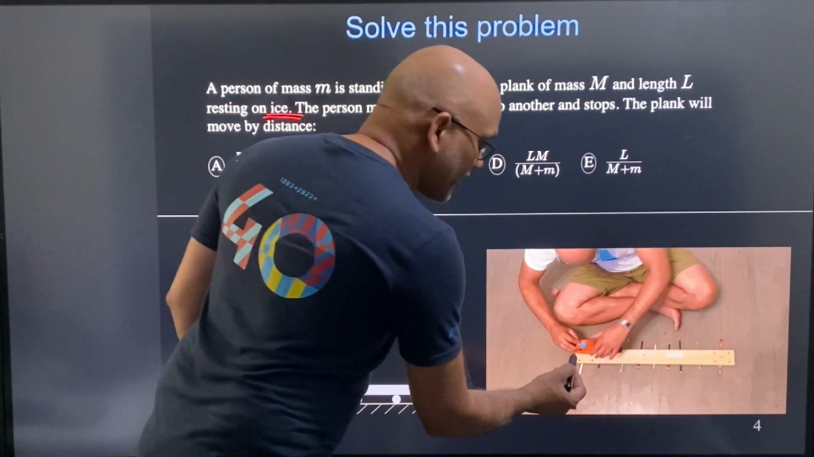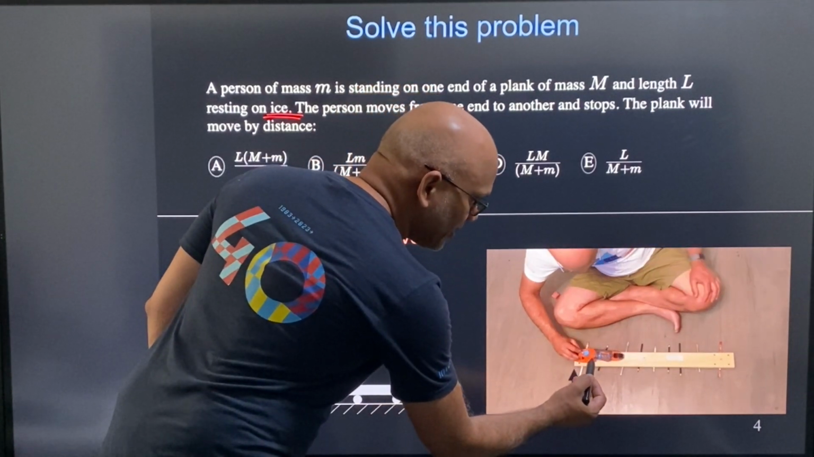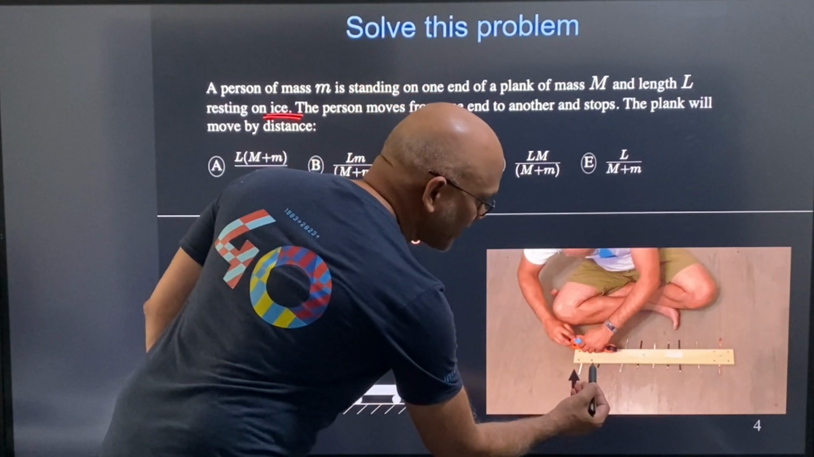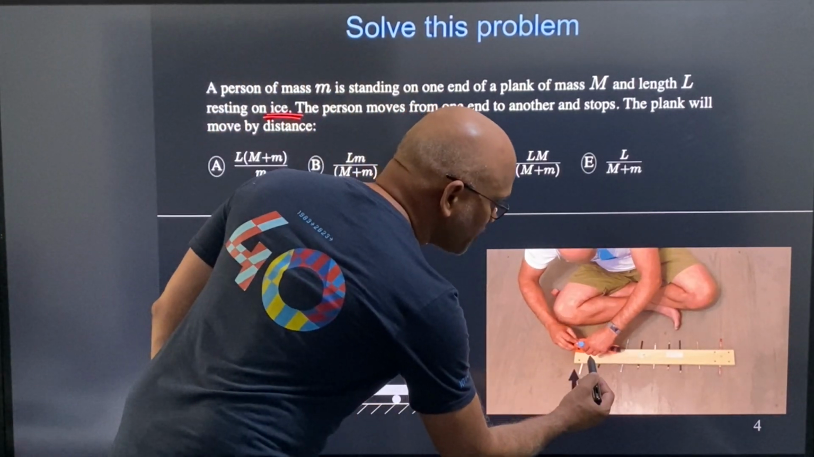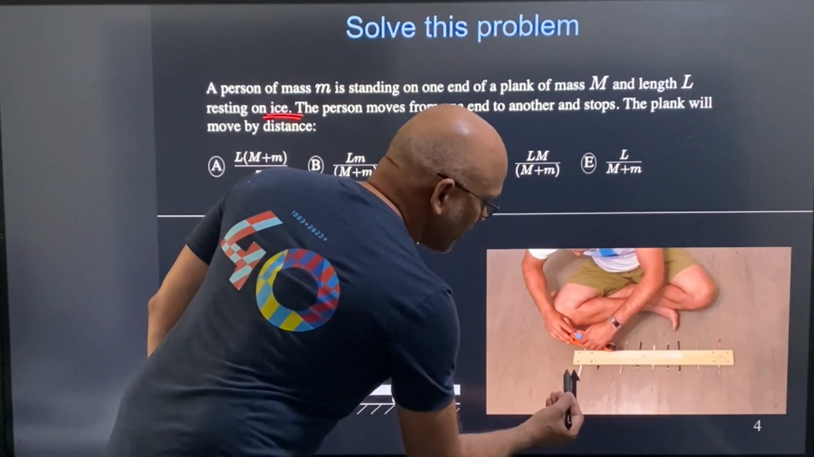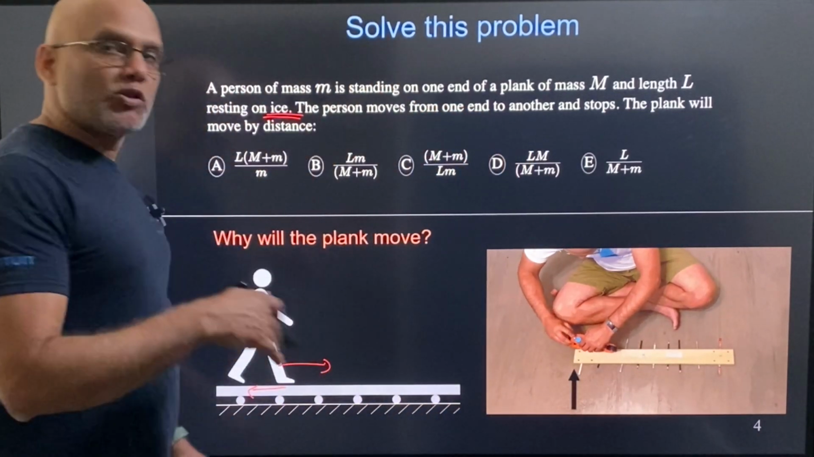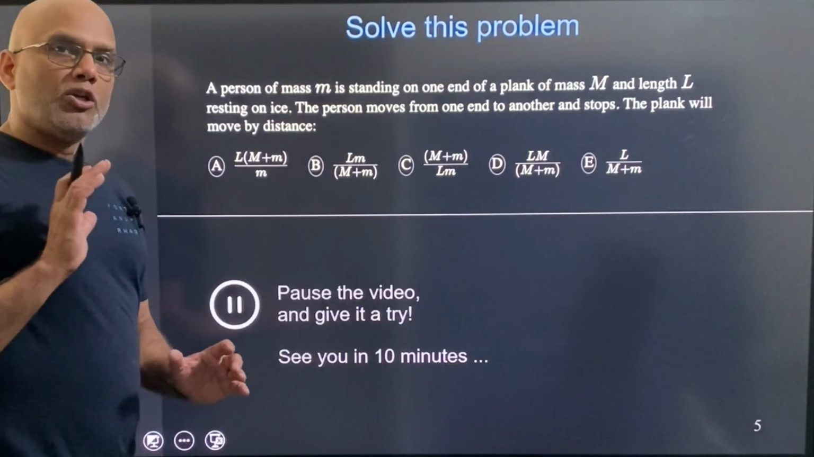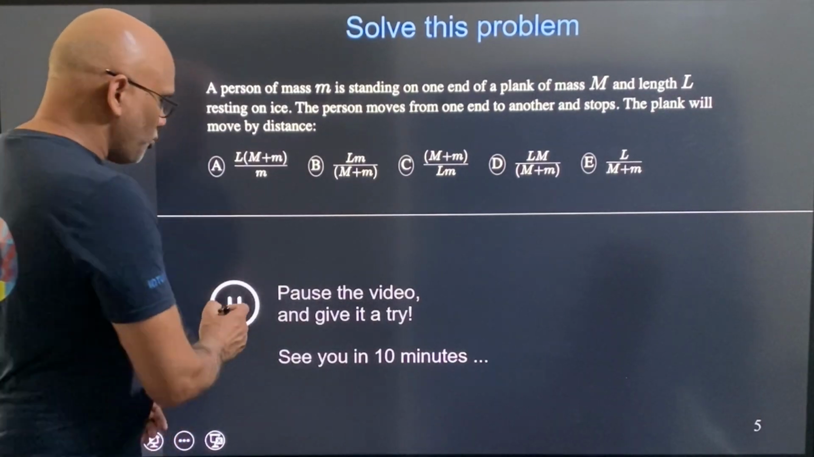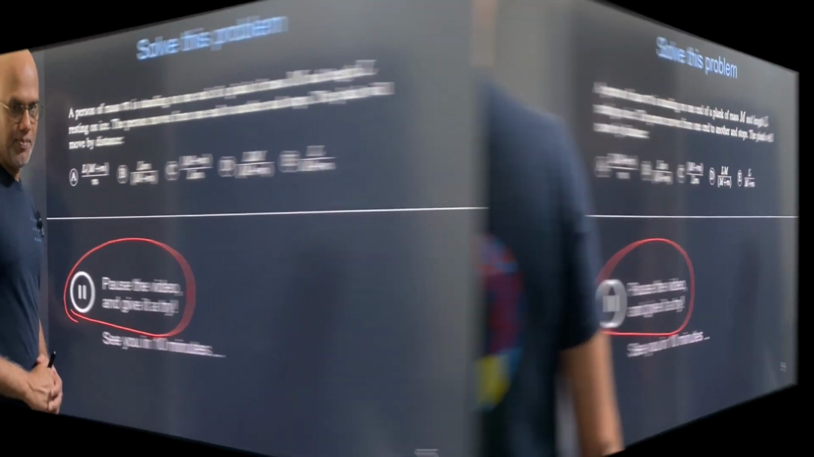And as you can see here, I have a toy car and that goes on a plank. The plank is resting on some pencils so that the plank is slippery. As the toy car moves forward, as you can see, the plank will move backward. Okay, so that is the concept. Knowing that, this is a good time to pause the video and give it a try. I'll see you in 10 minutes.